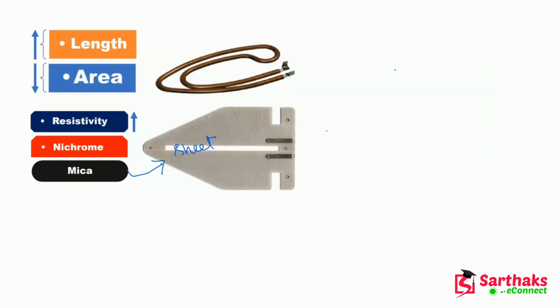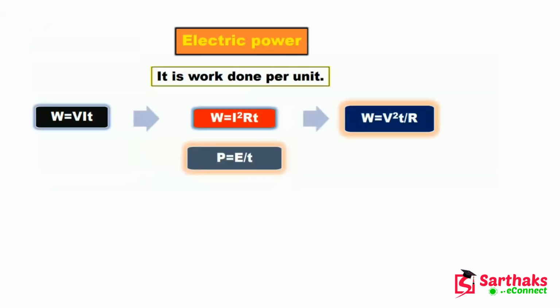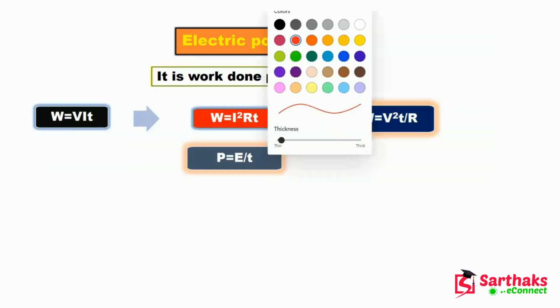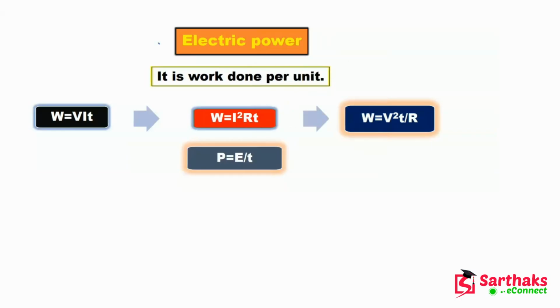Now guys, after understanding this, let's move on to the next slide and talk about electric power, which is a very, very important thing in this chapter. This is the formula of electric power. It is work done per unit.